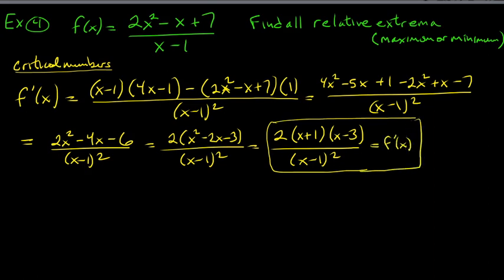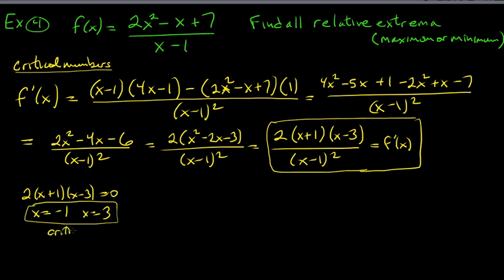Right? So now remember, a critical number is where the derivative is 0. So where does this equal 0? When the numerator is 0, which means x is negative 1 or positive 3. Right? So two critical numbers, negative 1 and positive 3, right?